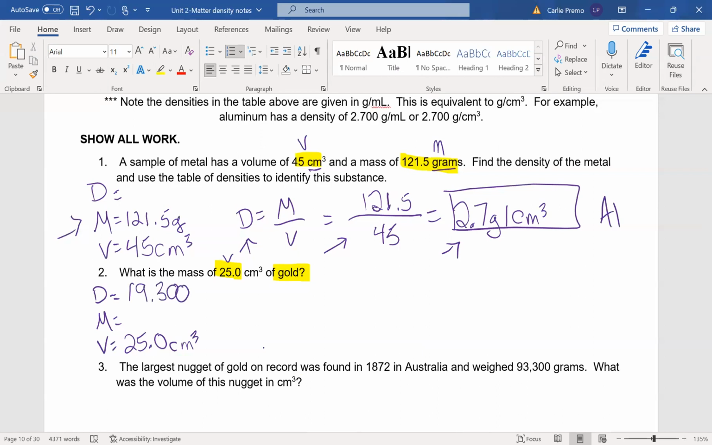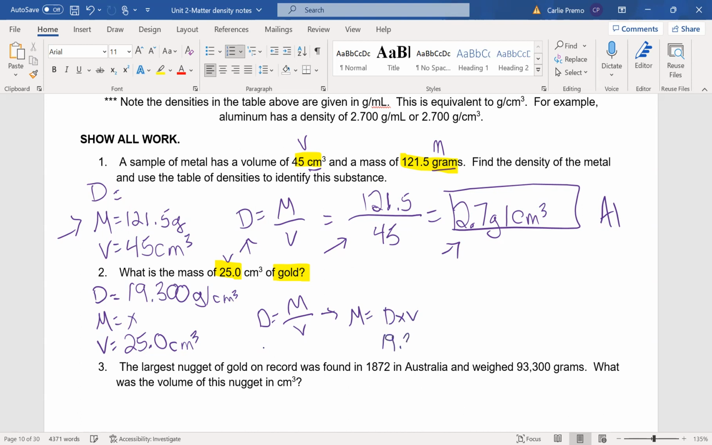And that is going to be grams per milliliter in the table, but because this is centimeter cubed, I'm just going to swap it out for centimeter cubed. And I'm solving for mass. So in this case, you can write the rearranged equation for mass. If you rearrange this equation for mass, it would be M equals D times V, which is in our notes. And then you can plug this in with your numbers.